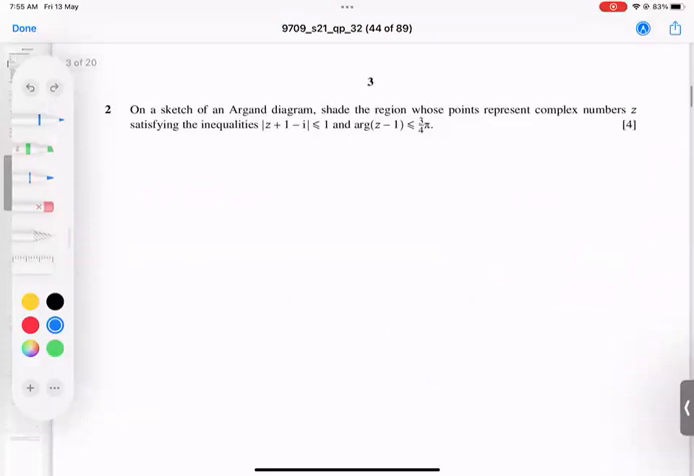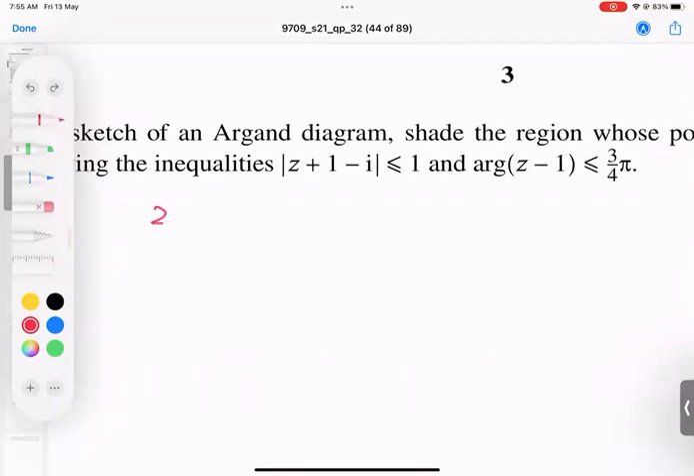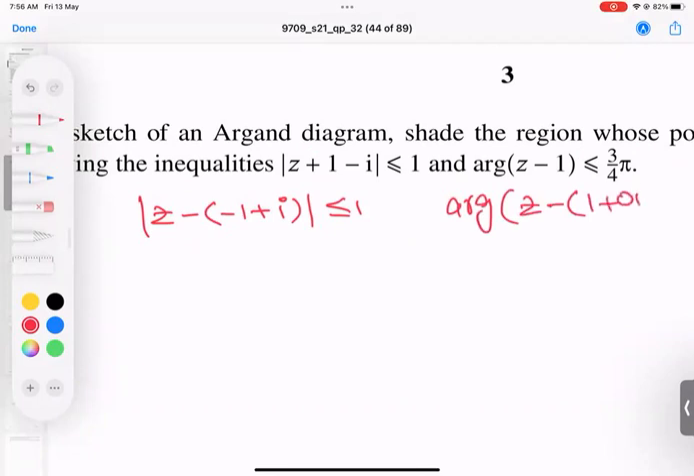So let's go for question number 2. In question number 2, first we'll do some work on sketching the Argand diagram. Shade the region whose points represent a complex number z satisfying both inequalities, this and this. So first of all, I will reshape it. First equation, have a look. Negative common, -1 plus i. Actually, this is negative fix. I must take negative common. Similarly here, argument z, negative common, 1 plus 0i.